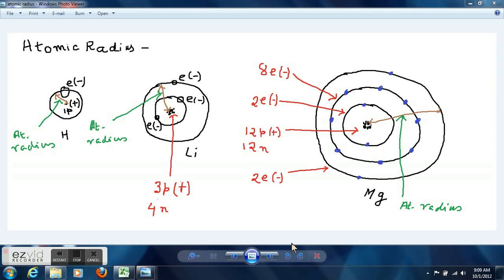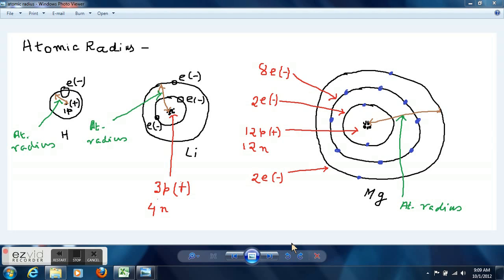Hello, in this tutorial I am going to discuss three periodic properties, which are atomic radius, ionization potential and electron affinity. First, let me discuss atomic radius. By definition, it is the distance between the center of the nucleus to the outermost electron shell.